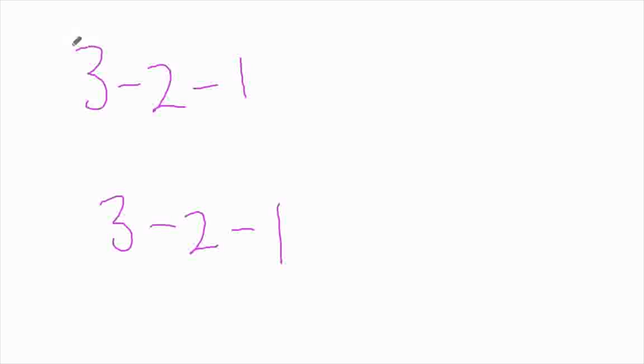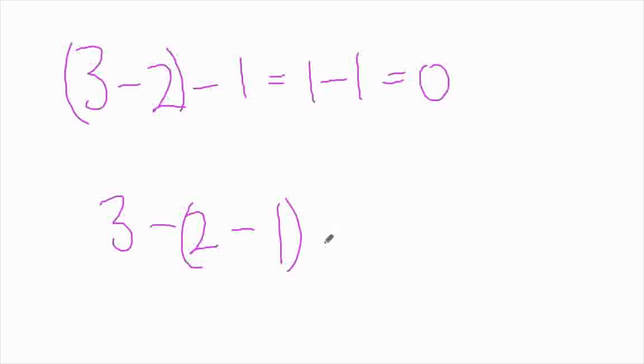If I had, let's say, 3 minus 2 minus 1, let's first combine the first two, and then let's first combine the second and third. The first one is going to give 1 minus 1, which is 0. There are 2 subtractions. The second version is going to give 3 minus, and then the parenthesis is 1, and that gives 2. So not only is subtraction not commutative, it's also not associative. Keep that in mind.